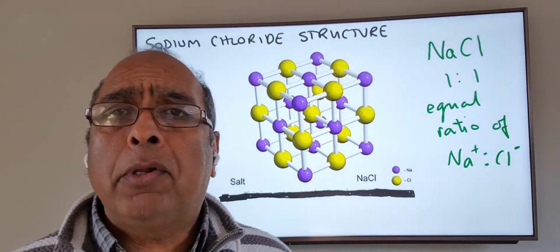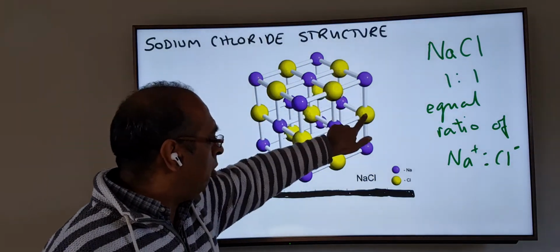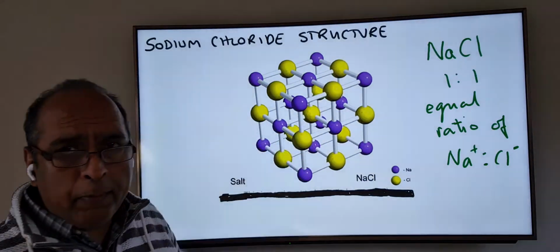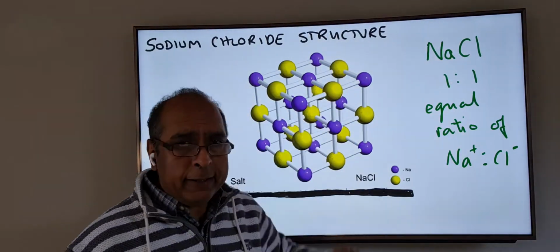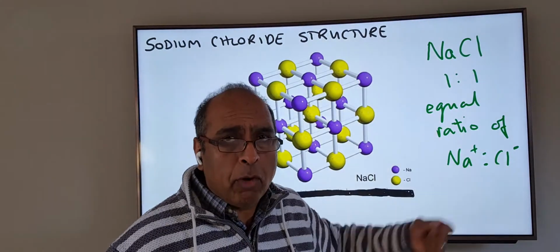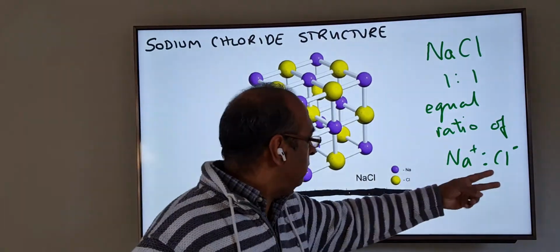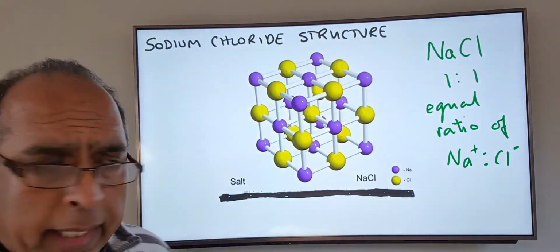Indeed, sodium chloride structure is cubic. The yellow balls are chloride ions. The purple balls are sodium ions. I know that because the yellow balls are bigger. The chloride ions are bigger. The sodium ions are smaller. And there are the same number of sodium ions as there are chloride ions.